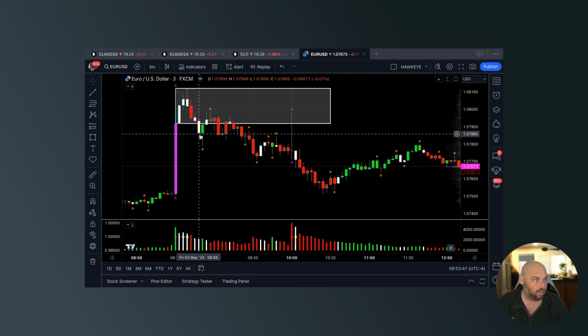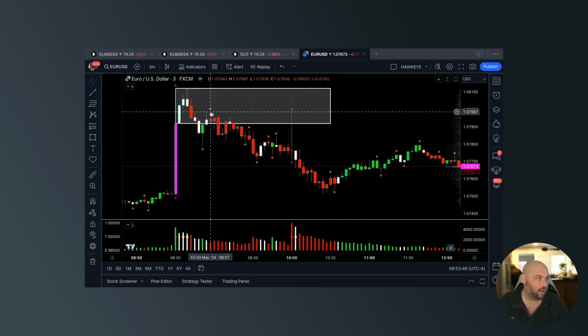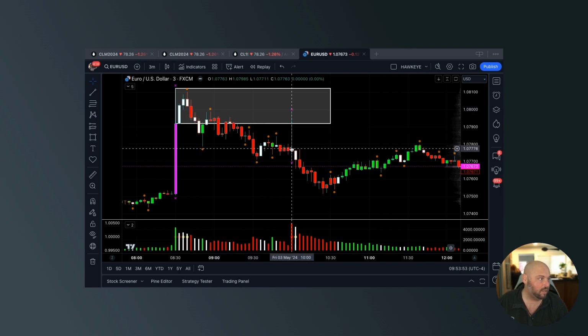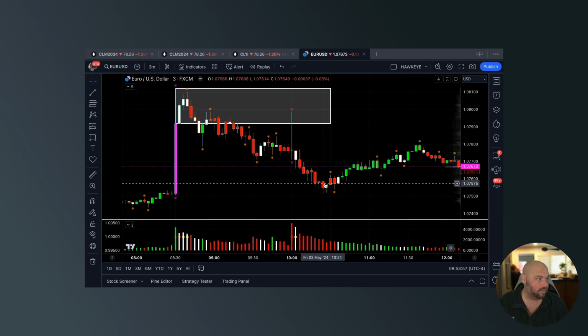So we take an impulse to the downside. We take a correction. We take another impulse. We consolidate. We, in fact, retest the wick one more time, and then we continue to sell off.